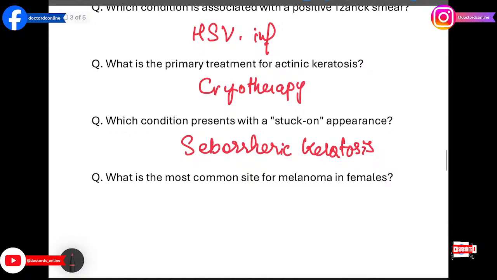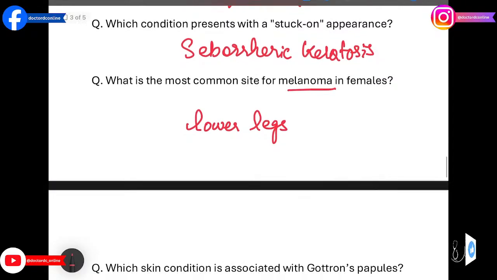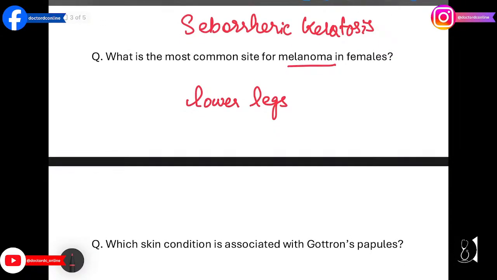What is the most common site for melanoma in females? Lower legs. Melanomas often arise in sun-exposed areas with gender-specific patterns.